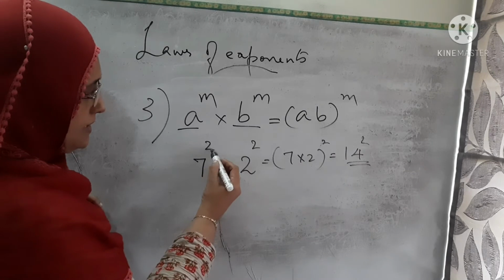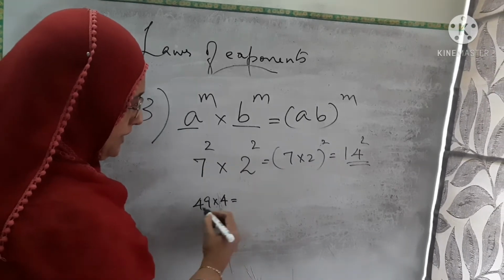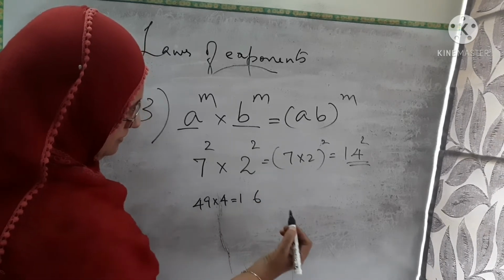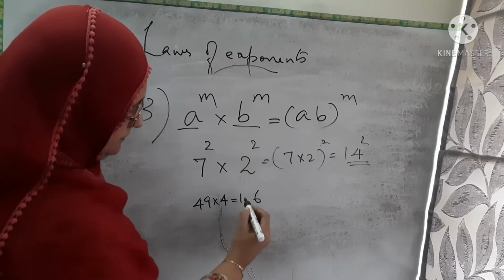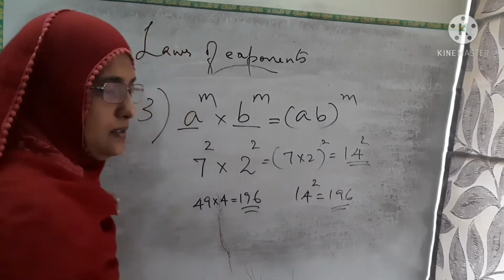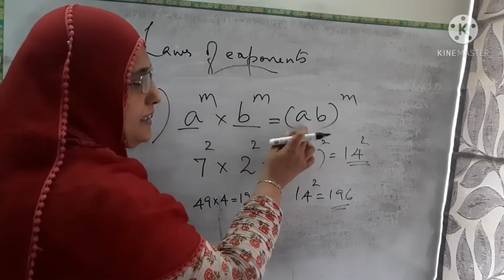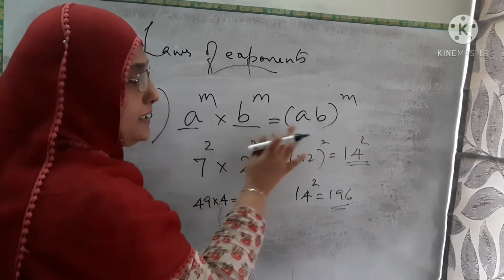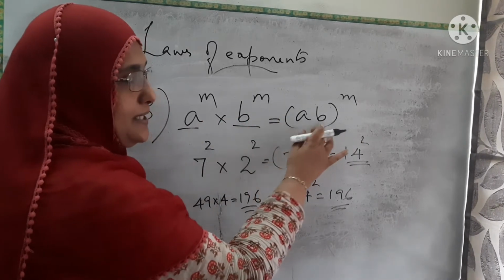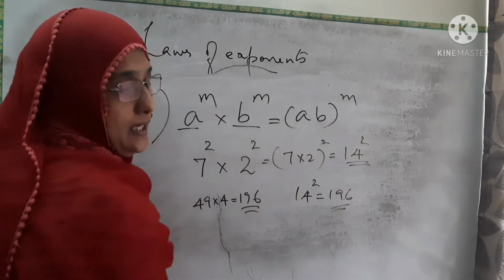If you want, you can check. What is 7 square? 49. Into 2 square, 4. 49 into 4 is 196. And 14 square is also 196. Okay. So when the bases are different and the exponents are the same, you have to multiply the bases and put the same exponent. a raised to m into b raised to m is ab raised to m.